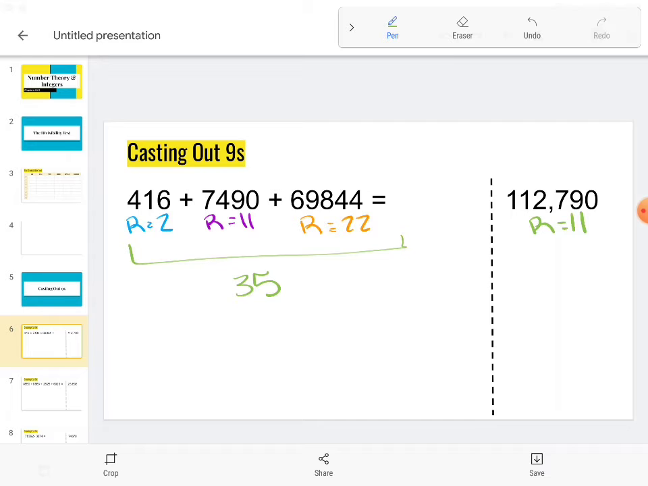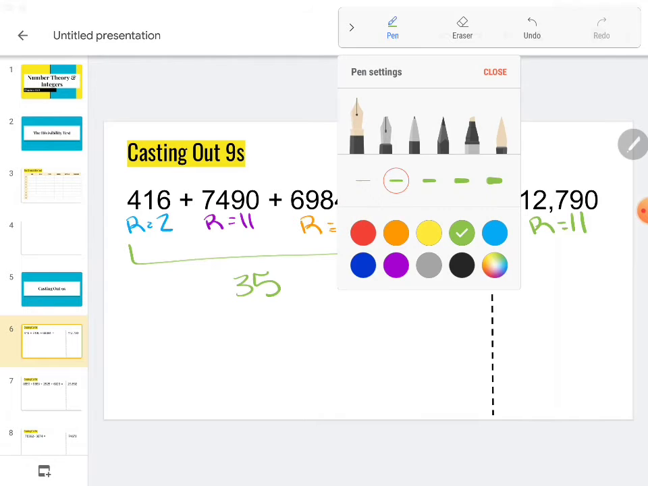We're going to do 416 plus 7,490 plus 69,844. And our solution for that should be 77,750. So our solution that we were given is completely off. It's actually more than what we were needing.